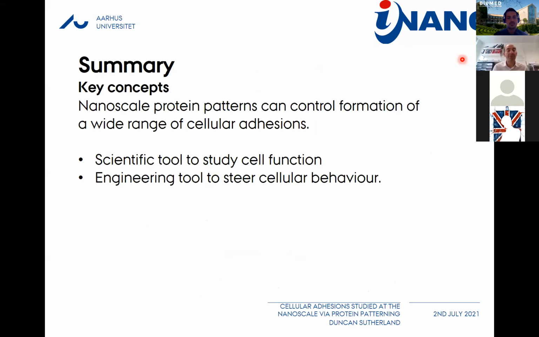Okay, so I've given some different examples. The main take-home message is that by using nanoscale protein patterns, you can actually control the formation of a whole range of different cellular adhesions. And so that can either be a tool for studying cell function or the formation of adhesions, sort of molecular cell biology. But it can also be an engineering tool for creating materials or tissue engineering products, or things for doing advanced cell culture in order to control the cells which are in contact with that surface and perhaps giving them a better physiological phenotype.